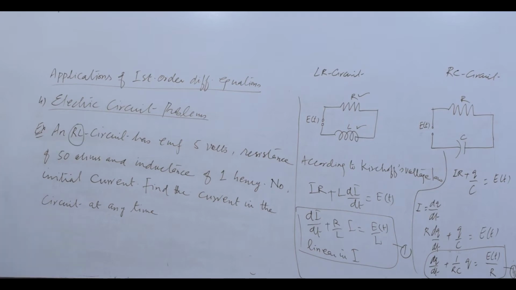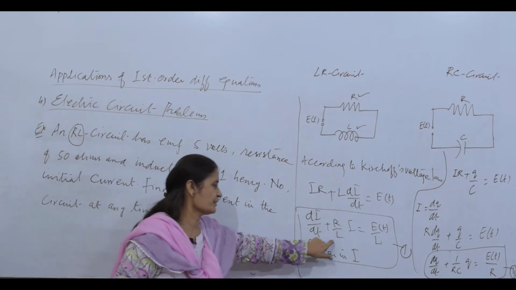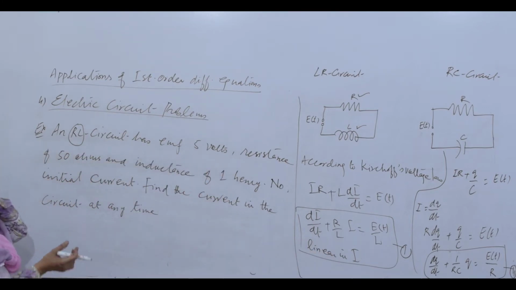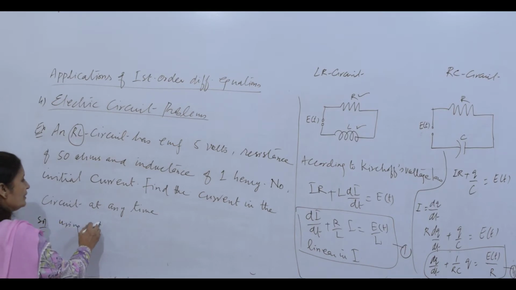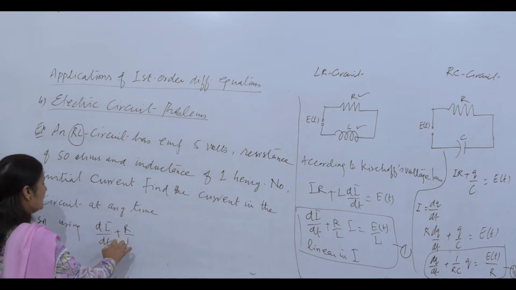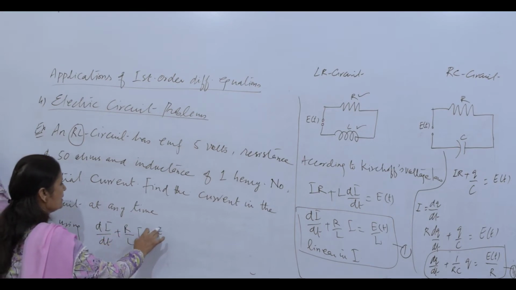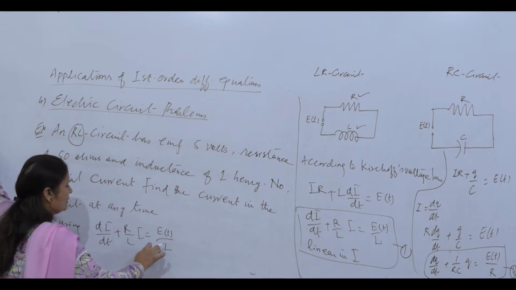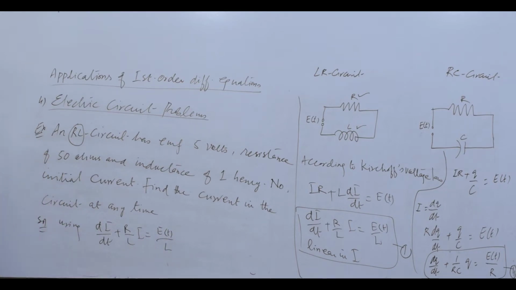So this is an example of an RL circuit. For an RL circuit, the differential equation is this. If you remember, that's okay. If not, you can derive it at the moment by using Kirchhoff's voltage law. Solution: using di by dt plus R by L i is E(t) by L, putting in the values of the resistance and the inductance.